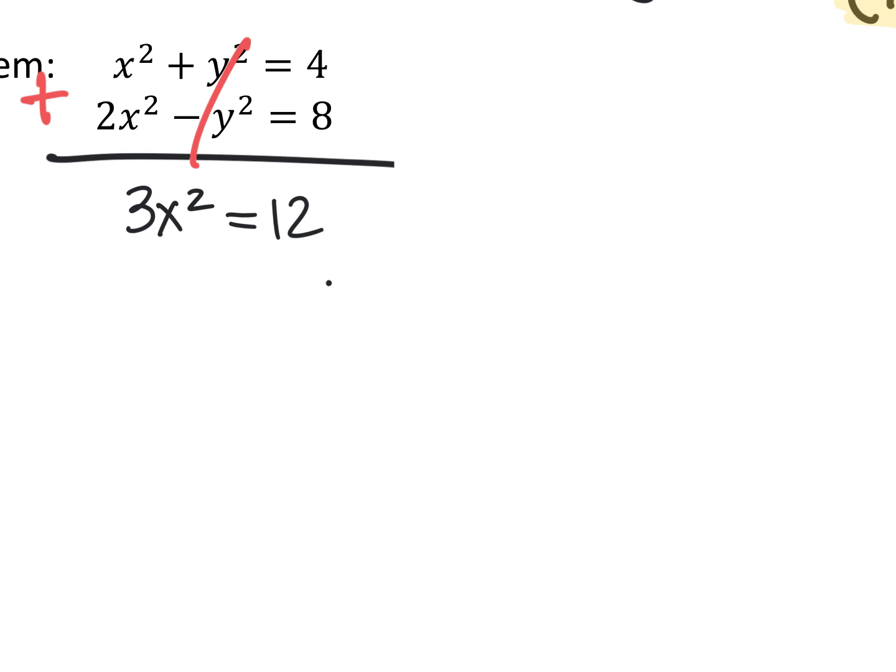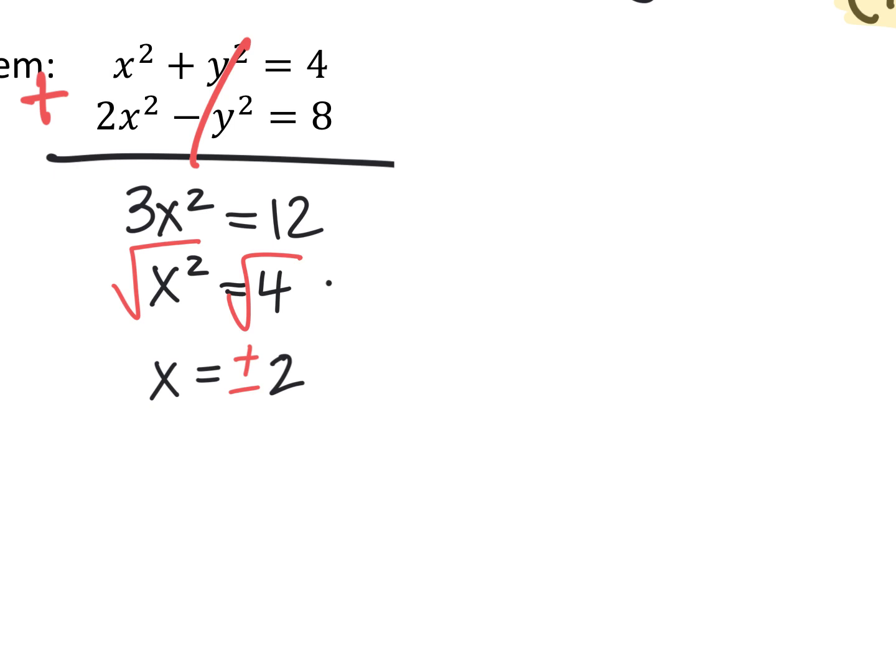Okay, x is not by itself yet. Now what? Divide by 3. So that would give me 4. I'm trying to solve this quadratic. What's the opposite of squaring something? Square root. And what happens when you have a square root? What do you do right away? Plus minus. Plus or minus 2 is equal to x.